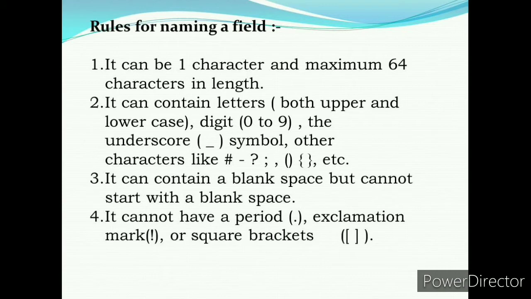As a field is very important in a database for creating a table, let's understand the rules for naming a field. It can be a minimum of 1 character and a maximum of 64 characters in length. It can contain letters, both upper and lower case. Digits 0 to 9 can be included. The underscore symbol and other characters like hash, dash, question mark, semicolon, comma, braces, curly braces, etc. It can contain a blank space but cannot start with a blank space. It cannot have a period, exclamation mark or a bracket.